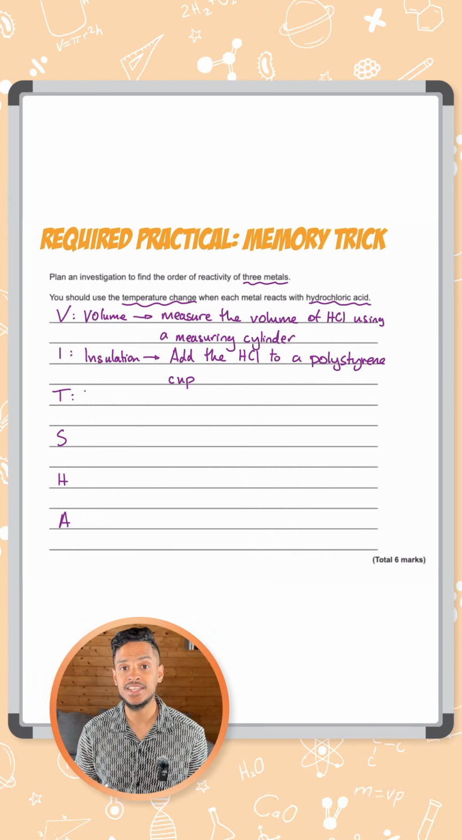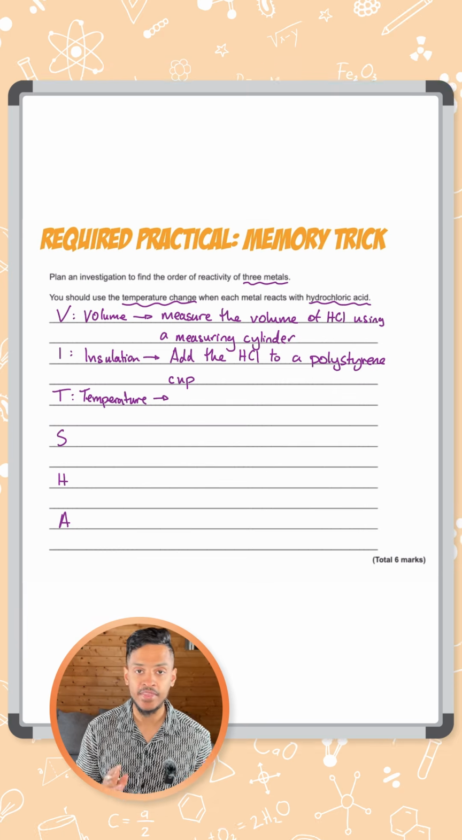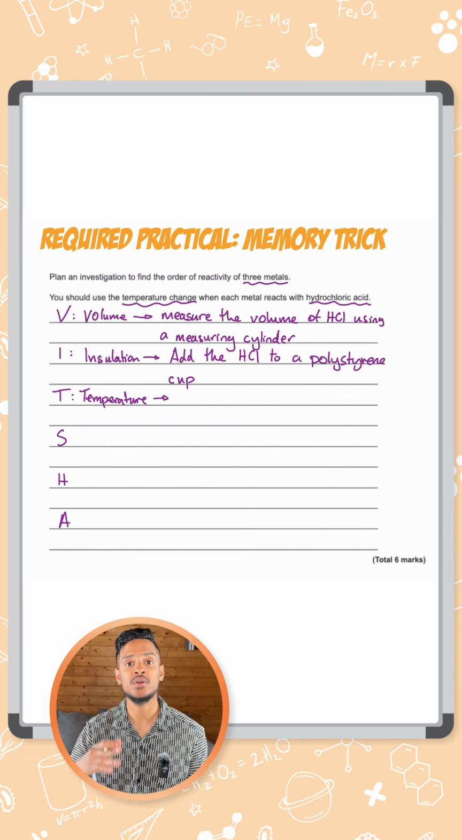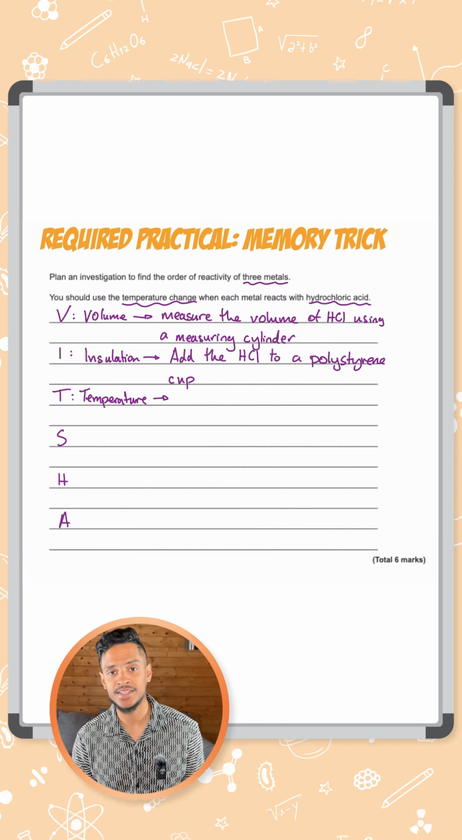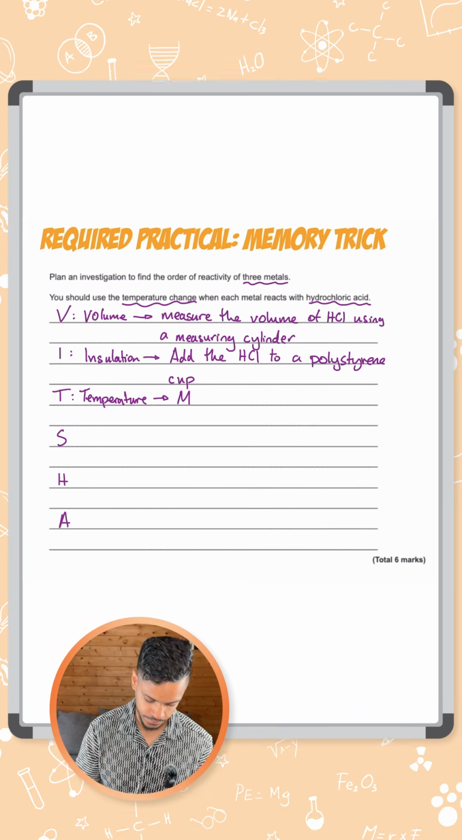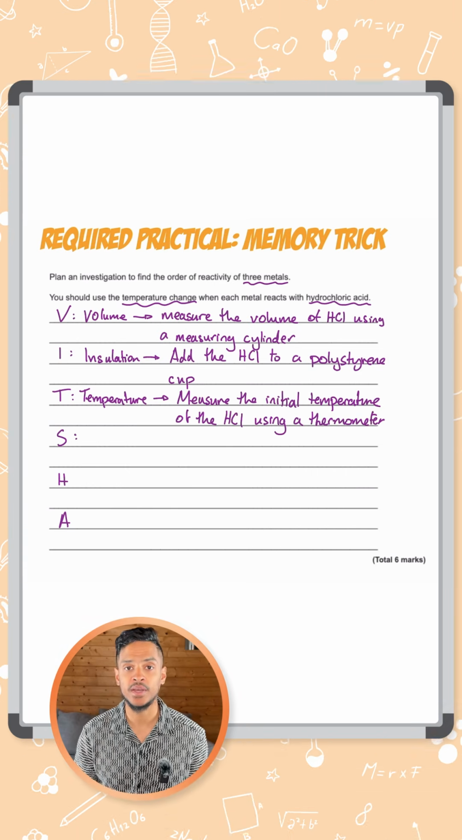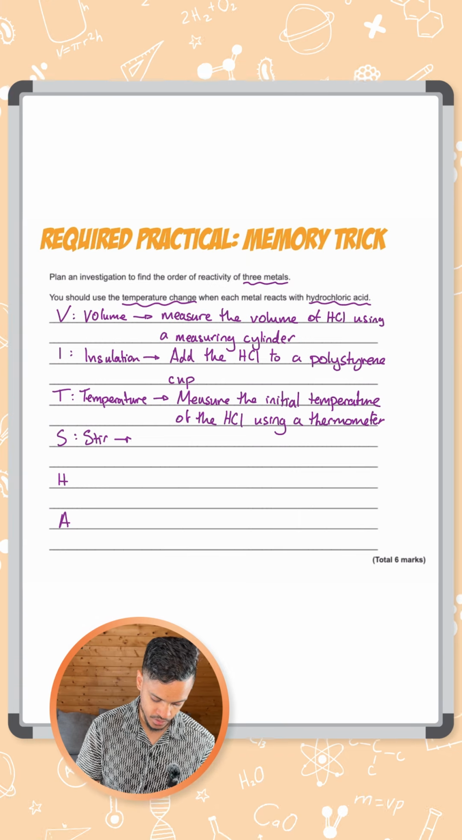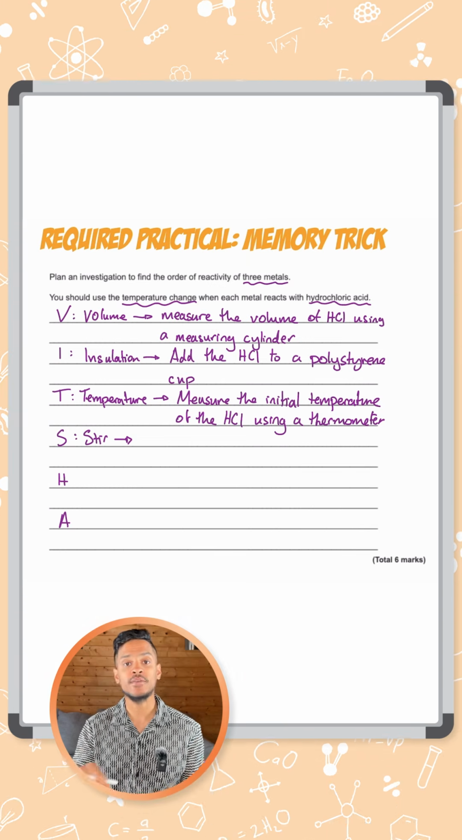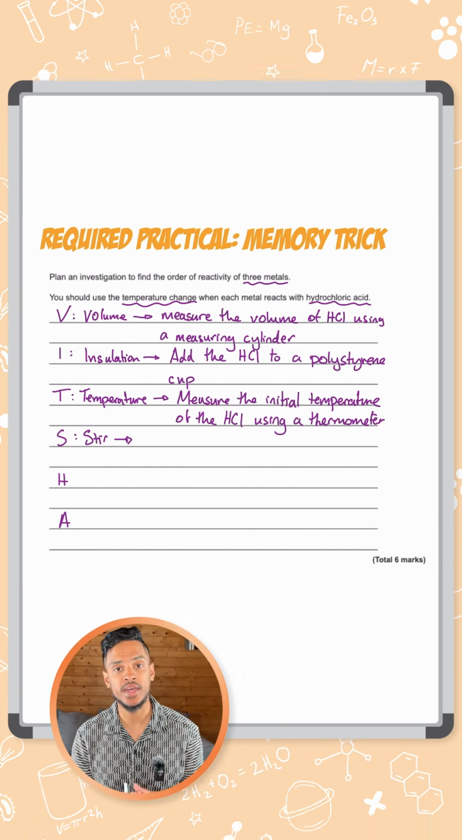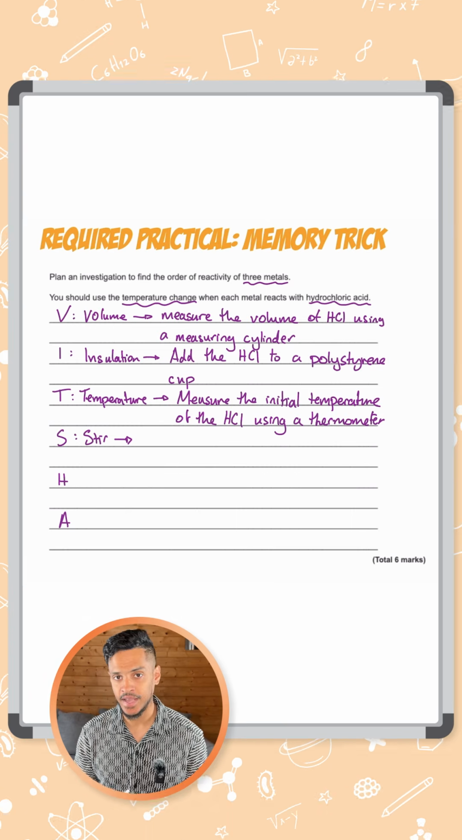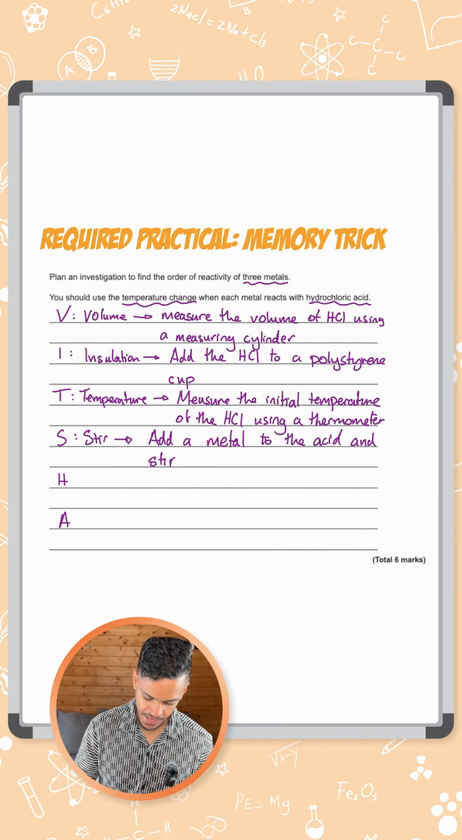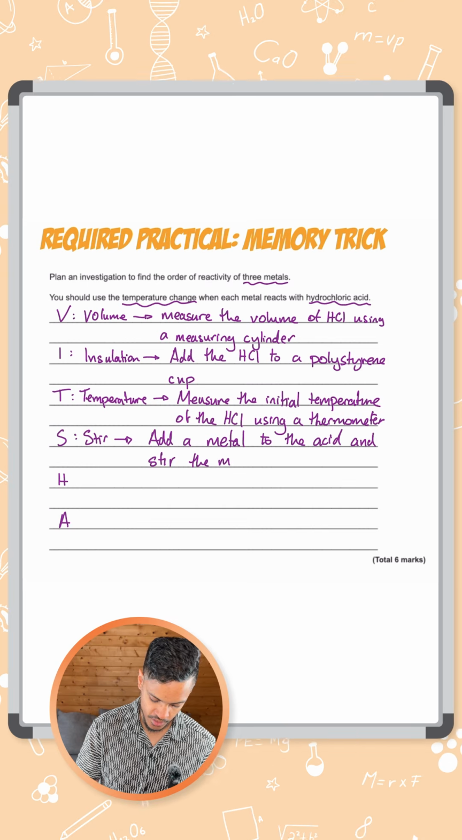Next, we can mention T, which stands for temperature. And that reminds you to measure the initial temperature of your acid using a thermometer. Now you're ready to add your metal in, and the S here is to remind you to stir. So once you add the metal in, you have to constantly stir the metal with the acid so that it reacts with the acid. So we can say here, add a metal to the acid and stir the mixture.